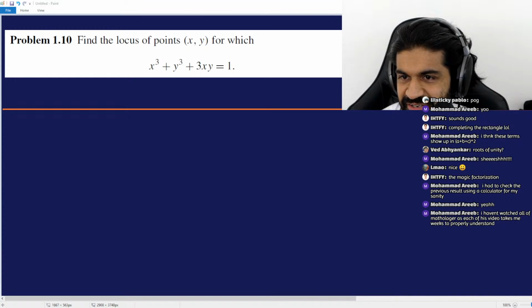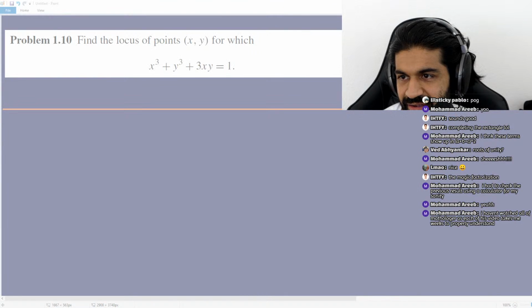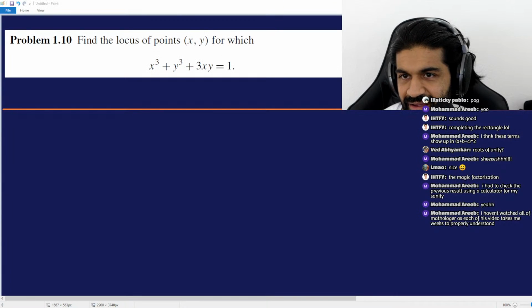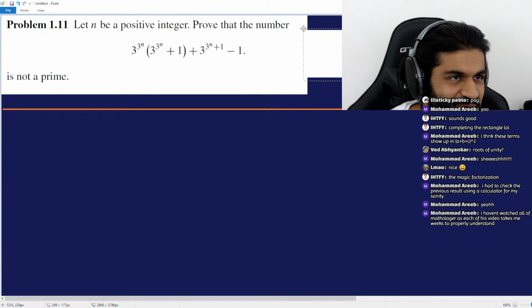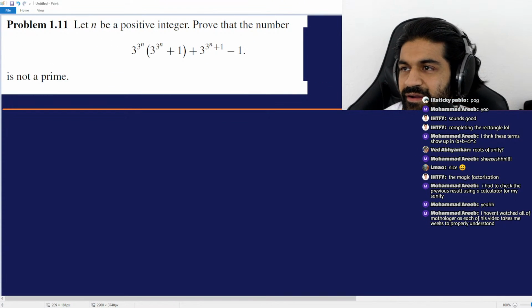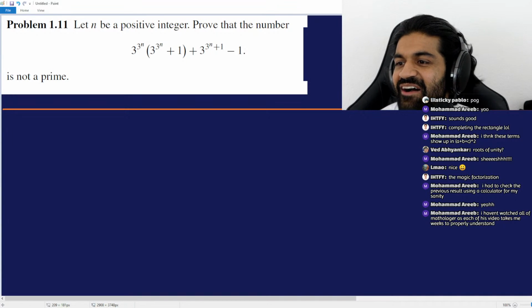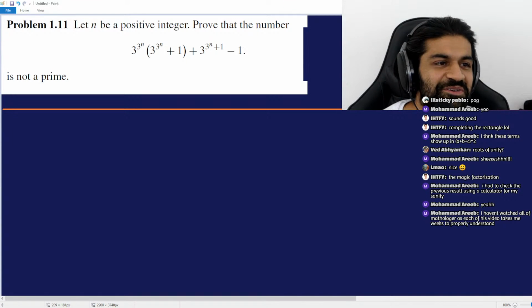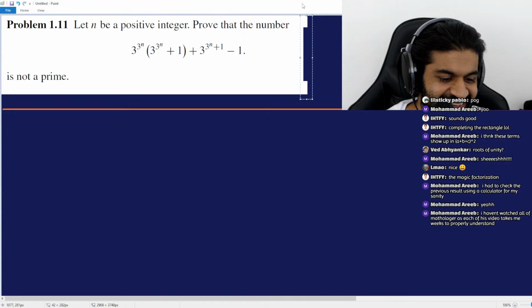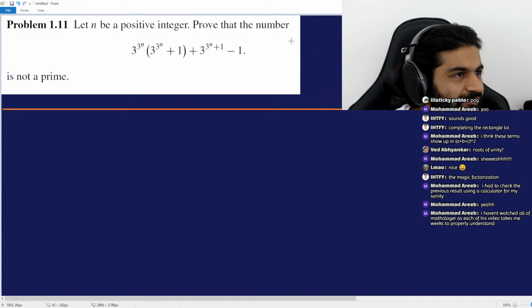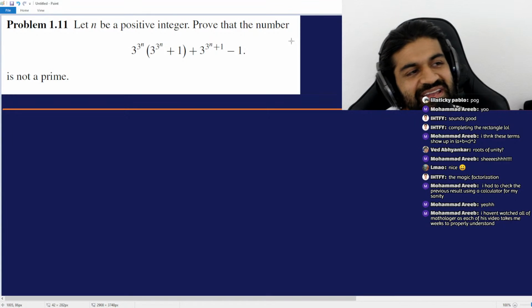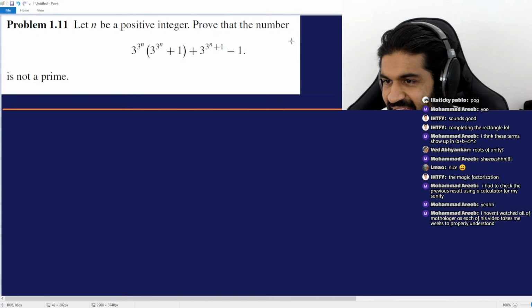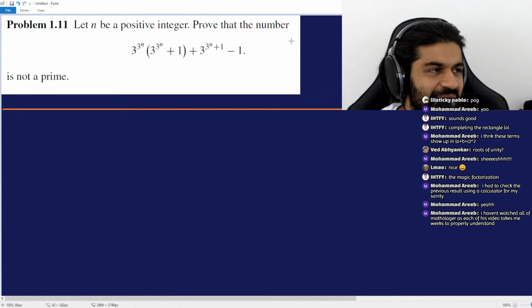Let's see here. Here's one. And feel free to chime in. I haven't looked at these, so you may well solve them before me. The only piece of information I have that you also have is that you need to use the identity. So let n be a positive integer. Prove that the number 3 to the 3n times 3 to the 3n plus 1 plus 3 to the 3n plus 1 minus 1 is not a prime.